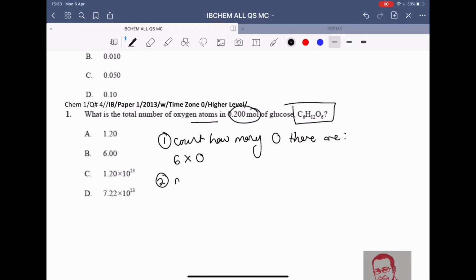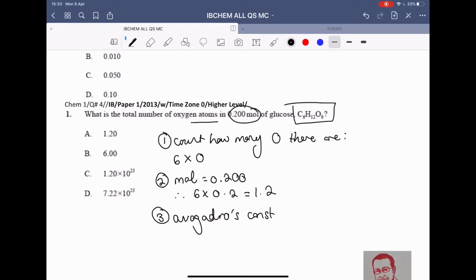The second thing I'll do is, it says 0.200 moles. So we know already that in 1 mole of glucose, there are 6 oxygens. That's something we just have to know, that in 1 mole, that's how much. The formula usually shows how much there is in 1 mole. To find how many oxygens there are in 0.2 moles, I just times 0.2 by 6 and I get 1.2.